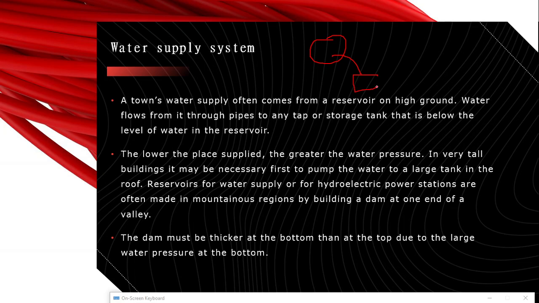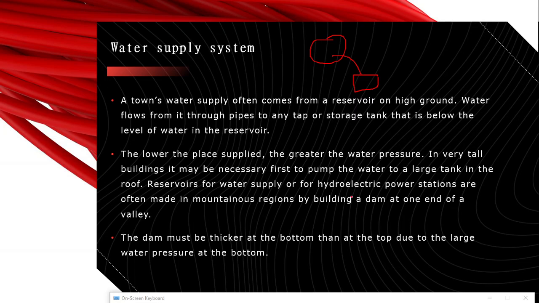to the storage tank. It's very important to note that the storage tank is at a lower level or lower altitude, that is, below the level of water in the reservoir. The lower the place supplied, the greater the water pressure. In very tall buildings, it may be necessary first to pump the water to a large tank in the roof. Reservoirs for water supply or for hydroelectric power stations are often made in mountain regions by building a dam at one end.